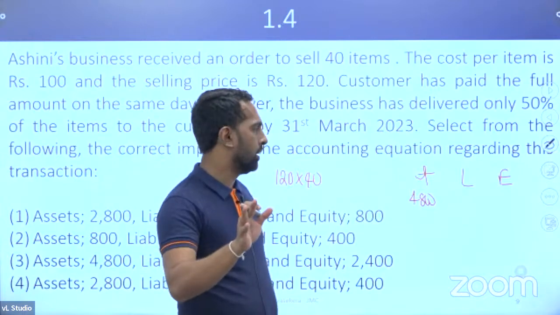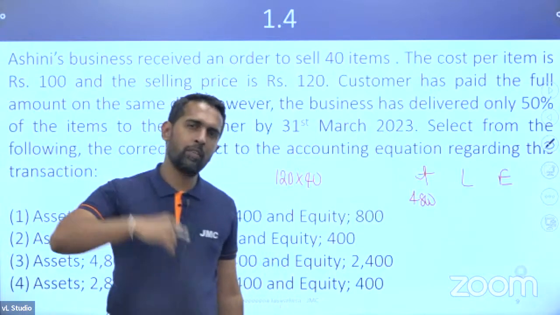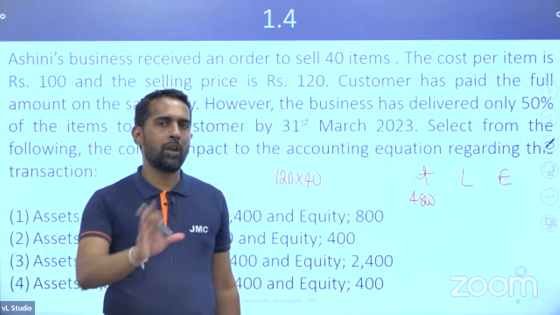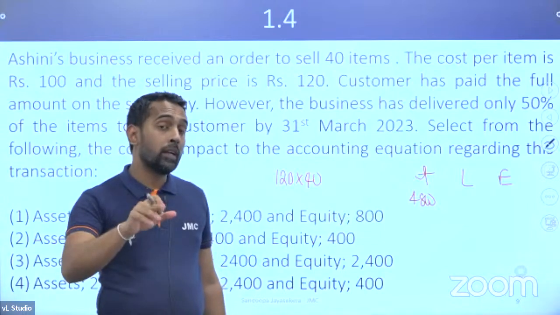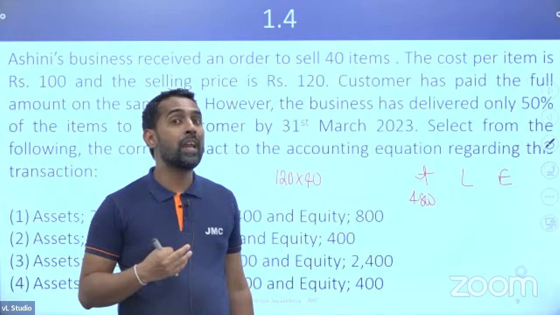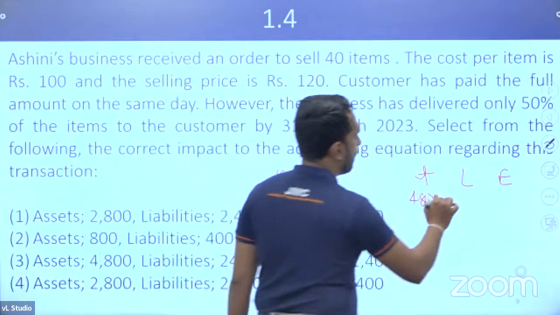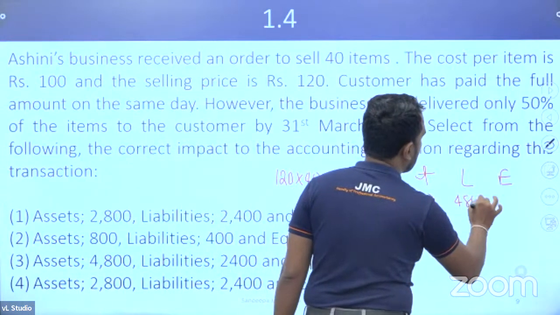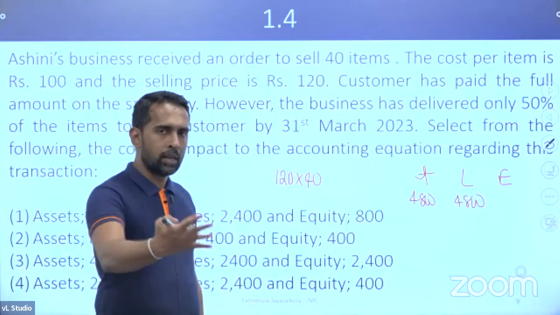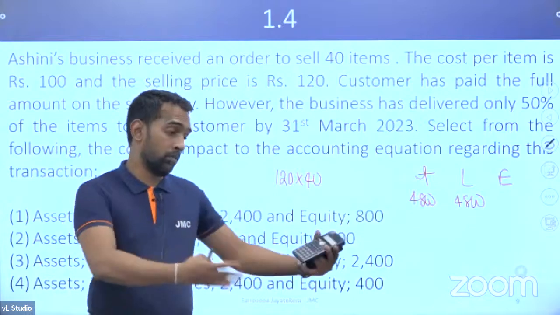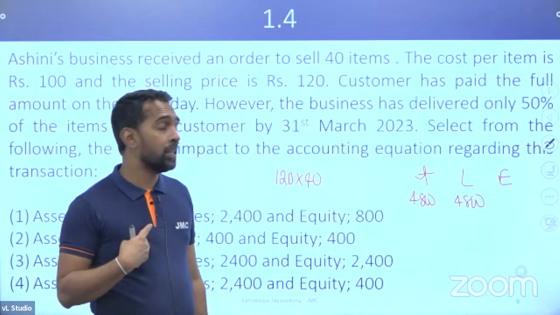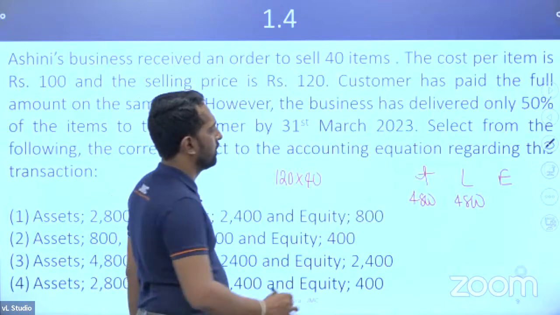You haven't given the items. On the very first day when the customer placed the order, the customer has given money, but you haven't delivered. So it will become a liability, which is what we call the amount received in advance. On the other side, the liability will increase. That is the first part.